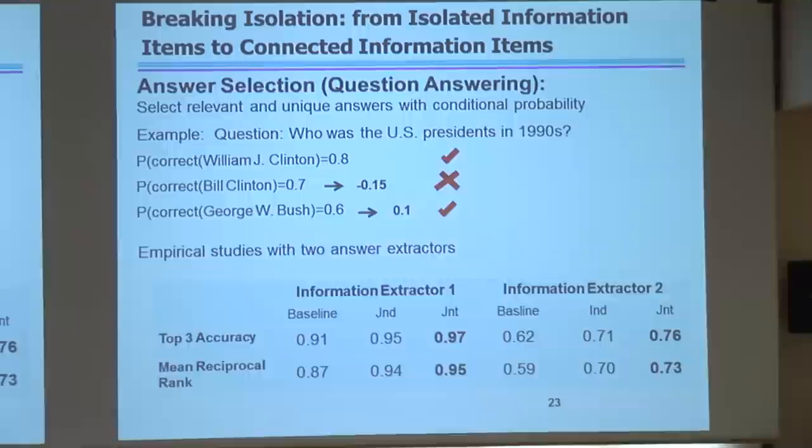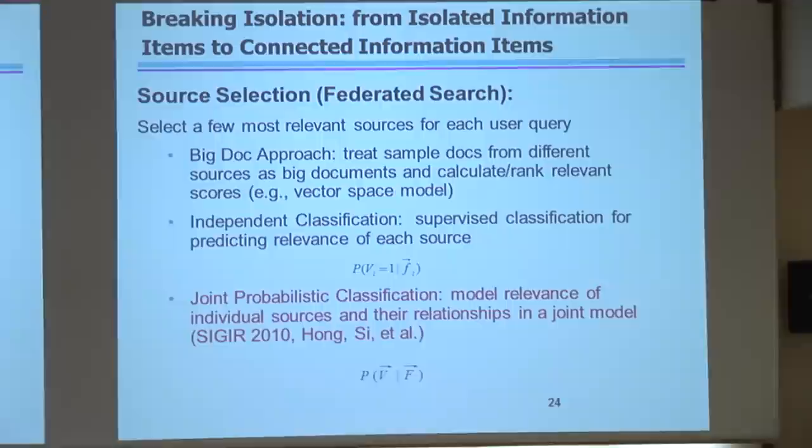So we have learned how to utilize this joint probabilistic model for one application. And in a similar way, we can utilize it for other applications. So for example, for source selection in federated search. In this case, our argument is we want to go beyond the evidence of each individual source, for example, a digital library. We want to consider its individual evidence as well as the relationship between different information sources or different digital libraries. Therefore, we will be able to utilize a joint probabilistic classification approach in a similar way to jointly predict the probability of relevance for a bunch of information sources. And that's what we did.